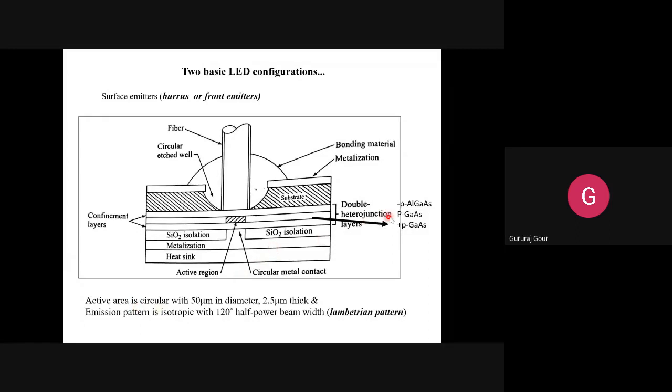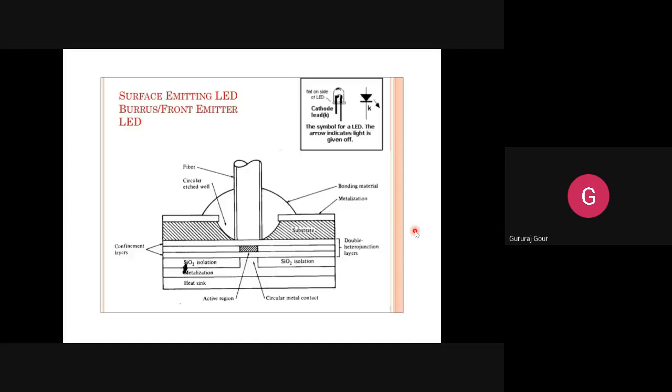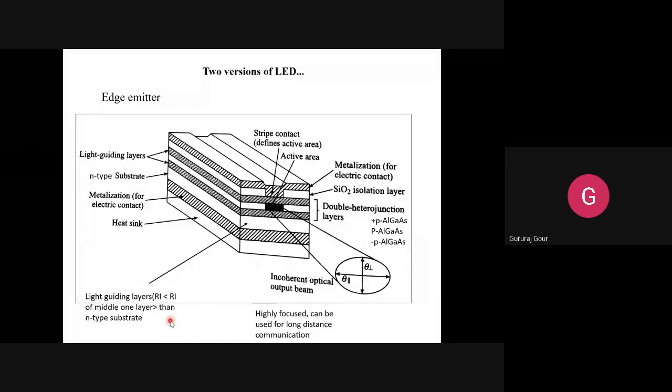So the refractive index of the P middle layer is more than the surrounding minus P and plus P layers. It is like this. The light guiding layers' refractive index is less than the refractive index of the middle one. So this is the key thing you have to explain: the refractive index profile.